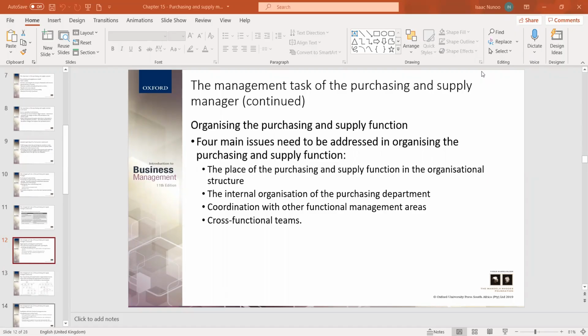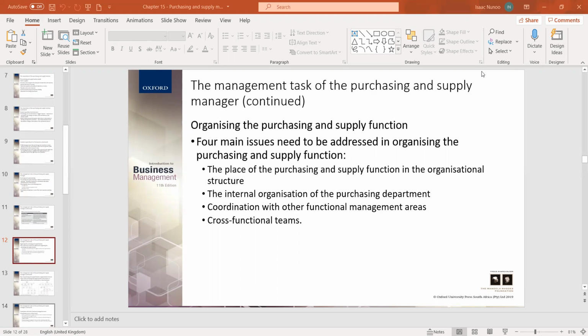We can summarize this organizational structure in terms of four main functions. So one is the purchasing and supply function in the organizational structure, and the internal organization of the purchasing department. So the internal organization of the purchasing and supply function.